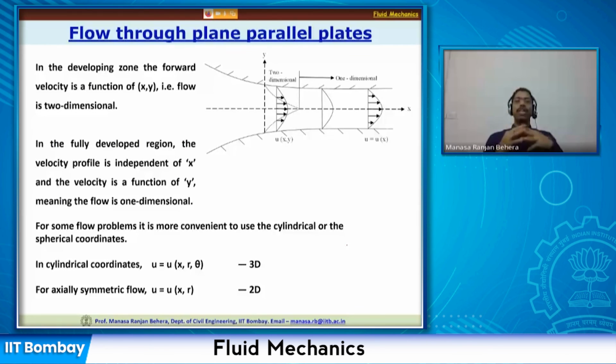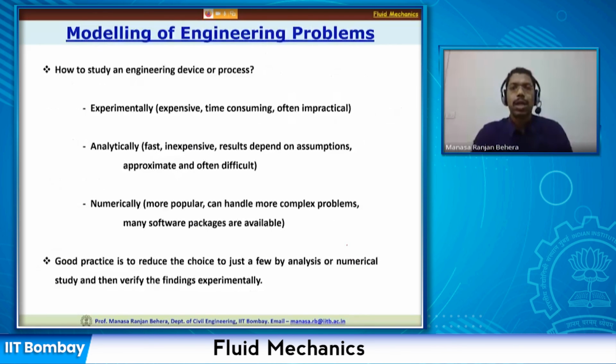And in the case of cylindrical coordinates, you have u as a function of x, r, theta. So r is the radius and theta is the angle. And if you have a symmetric flow problem, then obviously theta is not going to really matter. So you have only x and r. So the flow can become 2D, or it can be analyzed in 2 dimensions.